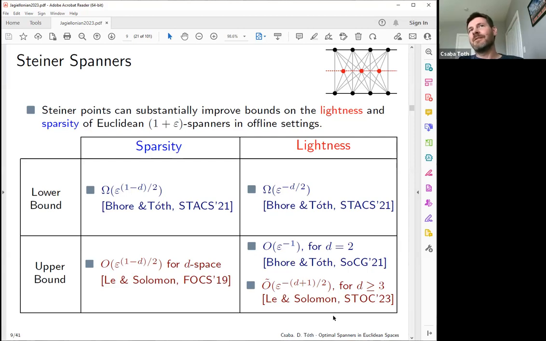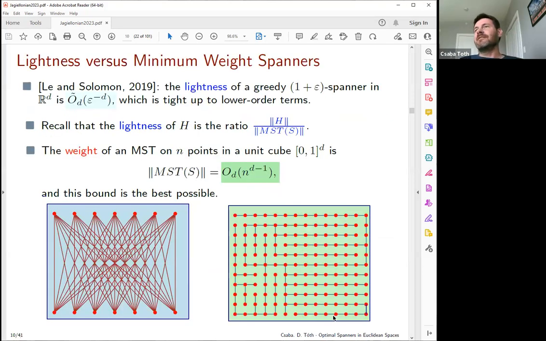So what will I talk about today? The topic is minimum weight spanners. Lightness is an important parameter that compares the weight of the spanner to the MST. It doesn't try to optimize it, it compares it to the MST. So the question I talk about here is the minimum weight for a given point set. But let's see what we get from these tight bounds that we have seen in the previous slides.